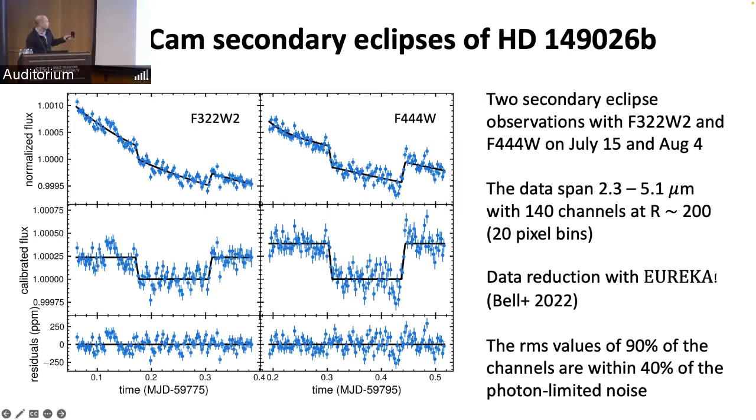Here are the raw white light curves, and then the light curves corrected for systematics, and the residuals after we remove the secondary eclipse. We perform our data reduction with the open source and publicly available Eureka code that's been validated against ERO and ERS data sets. And we achieve pretty low residuals, close to the expected photon limit.